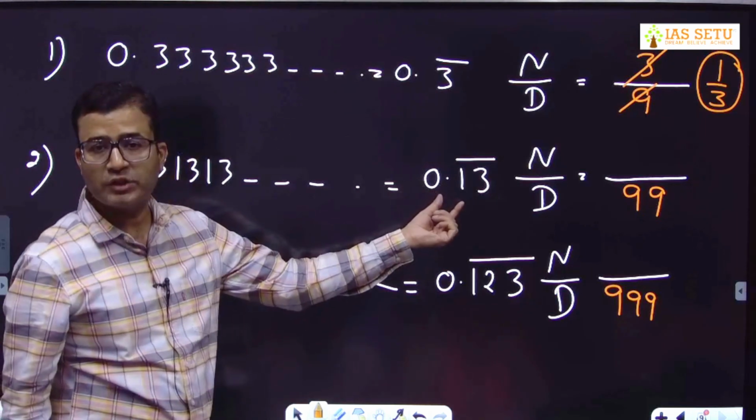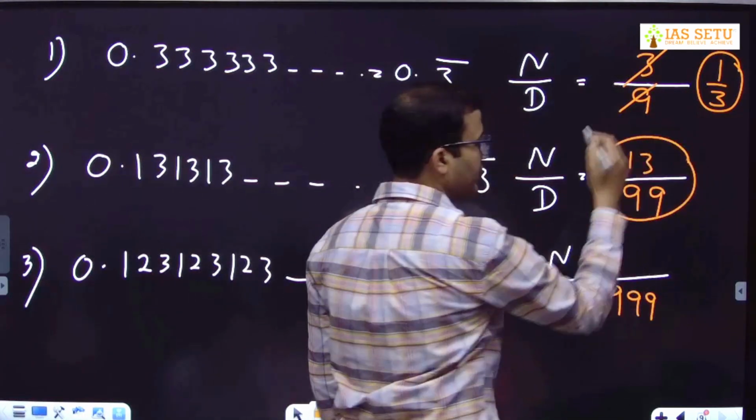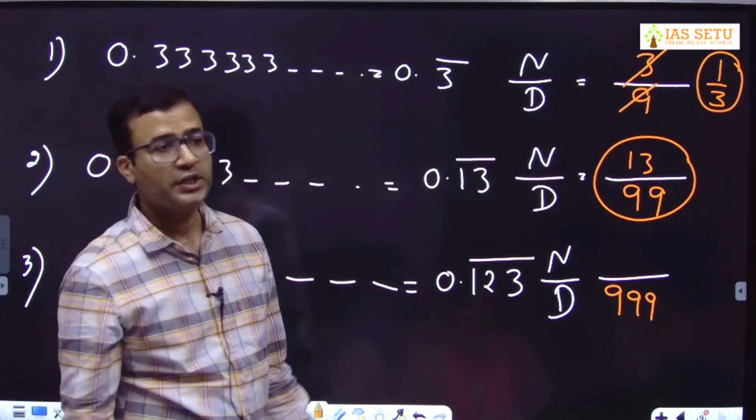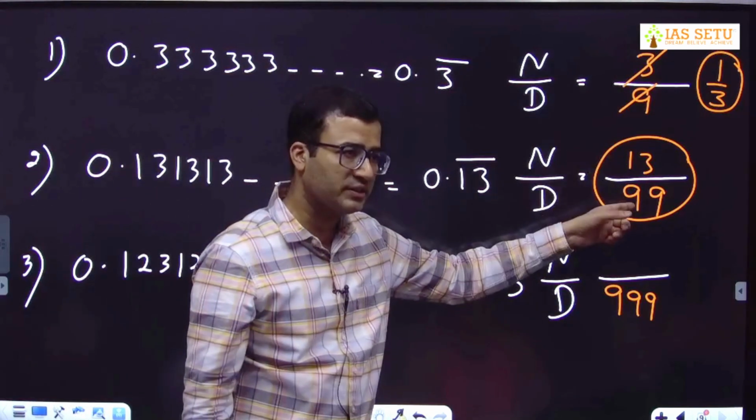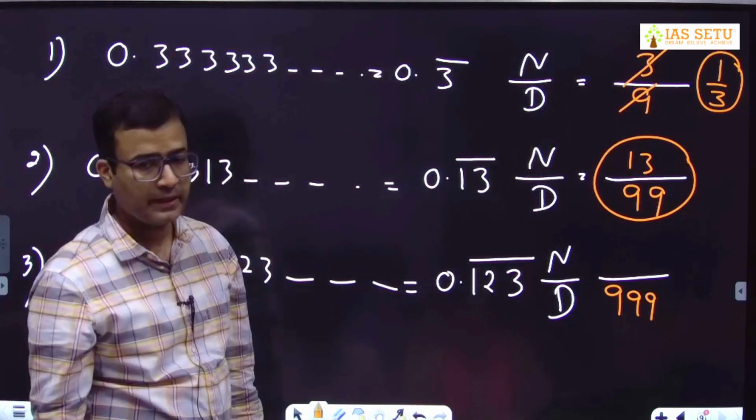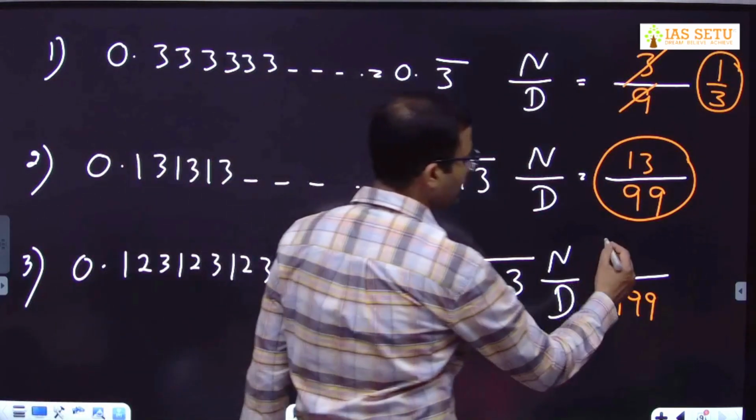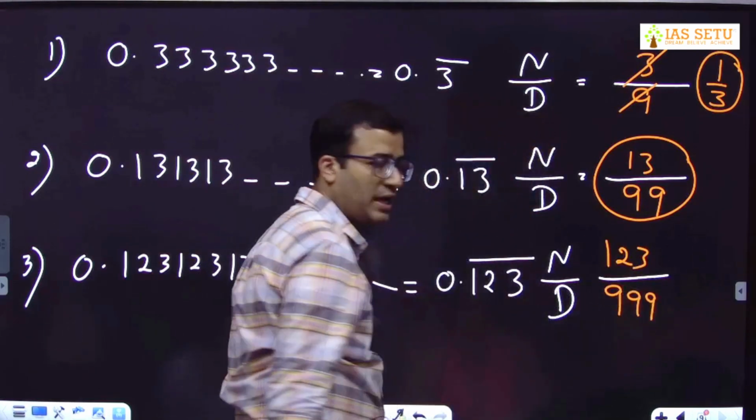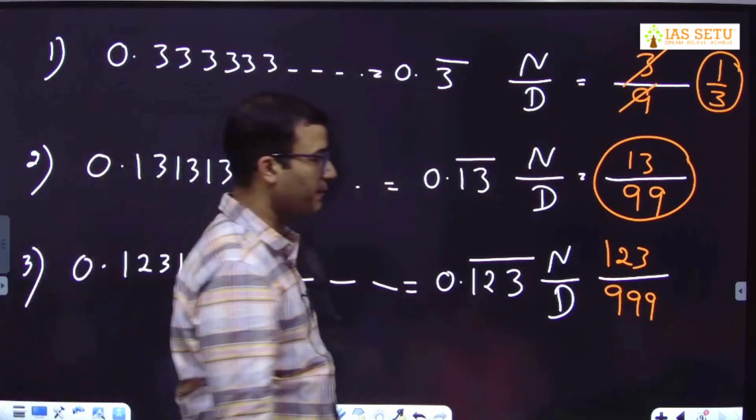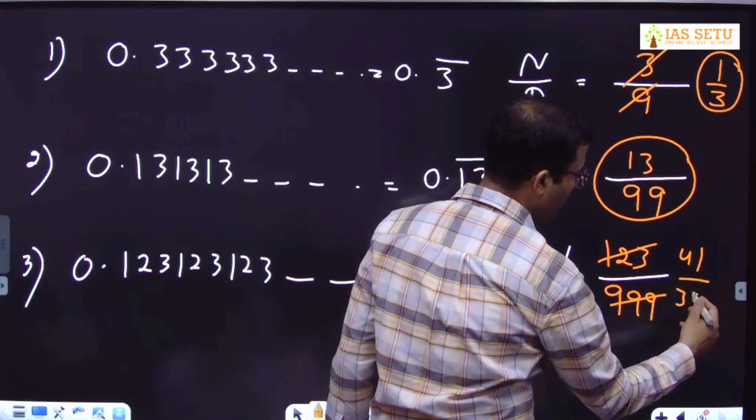In the second question, what is your number? 13. So your answer will be 13 upon 99. That's it. If there is scope of simplification, simplify. Otherwise, this itself is the answer. In the third question, what is your number? 1, 2, 3, 123. So it is 123 upon 999. Simplify. ये 3 से डिवाइड हो जाएगा, 41 upon 333.